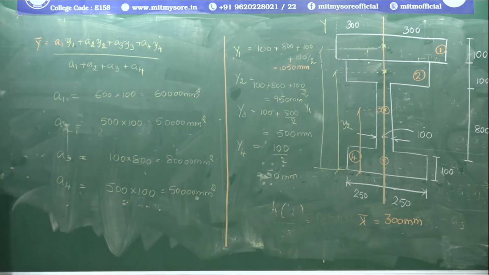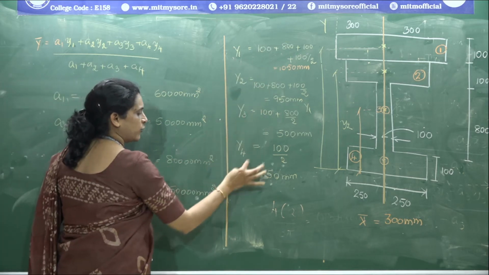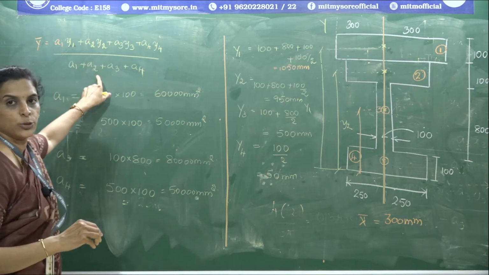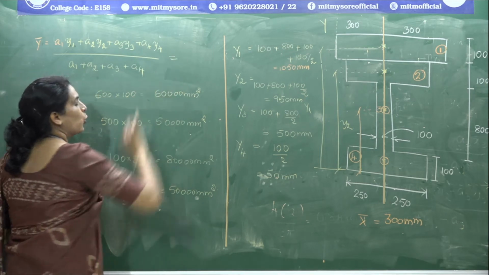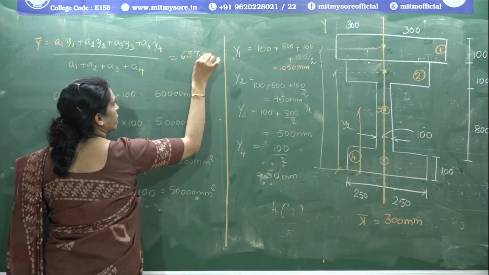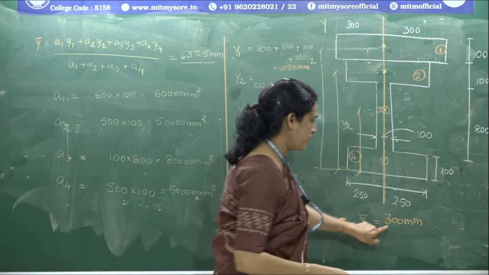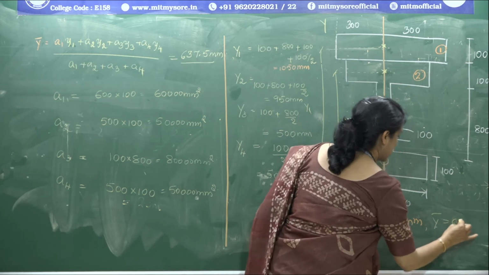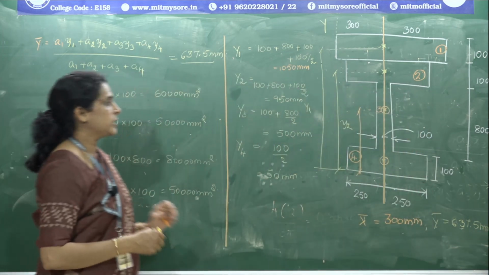So now we are supposed to substitute the values of a1, a2, a3, a4 and y1, y2, y3, y4 in the expression that is to be used to find out the value of y bar, and upon substitution we get y bar as 637.5 millimeter. So now the value of x bar is 300 mm and the value of y bar is 637.5 millimeter. This is how it goes.